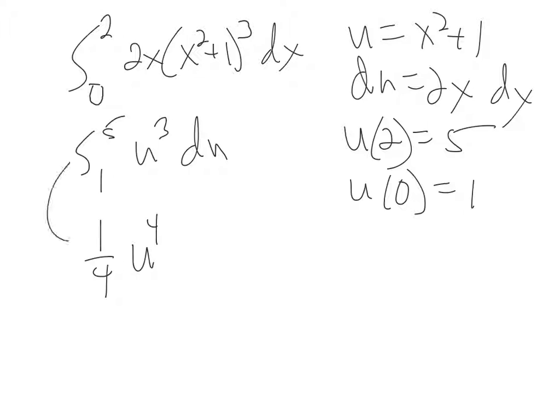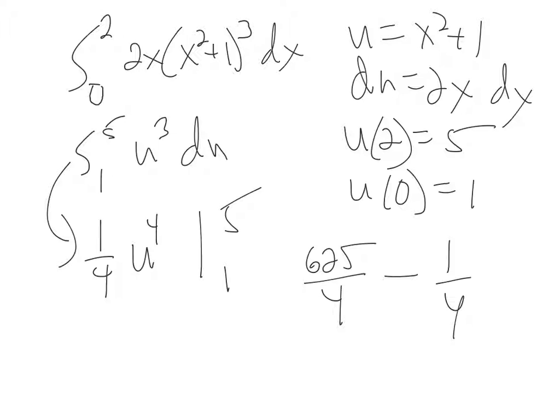That evaluates to this, and then we're going to apply the fundamental theorem of calculus to this. So that's going to become, we've done this math already, 5 to the 4th is 625 over 4, minus 1 over 4. And you see how that's the same math we just did? Much easier to change your bounds when you're doing a u-substitution.